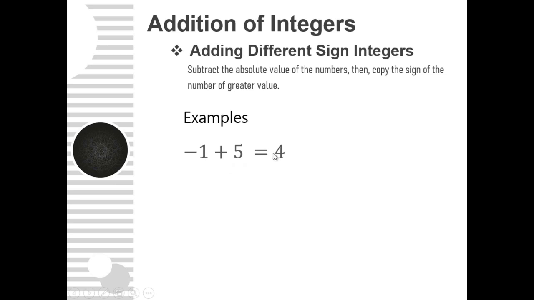What is the sign of the number of greater value? Which is bigger, 1 or 5? 5, right? And 5 is positive. So, that's why the answer is positive 4.